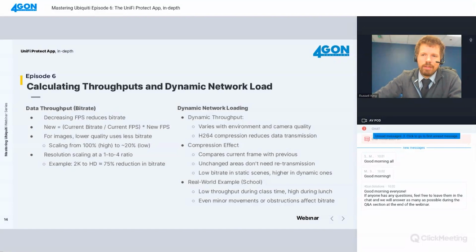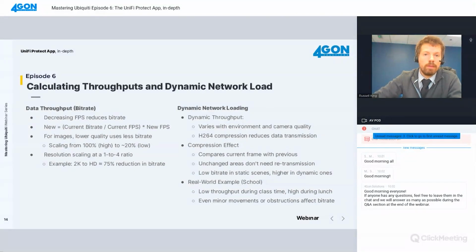This means for a static scene, the bit rate is very, very low, whereas if there's a lot of movement, the bit rate increases. As an example, in a school environment where the camera is installed in an external area, or for example, corridors or the playground, during class time, the throughput of the network could be relatively low. However, at lunchtime, when the halls are crowded and the playgrounds fill up, it'll result in a sudden increase in network load. So that's what we mean by dynamic network loading.